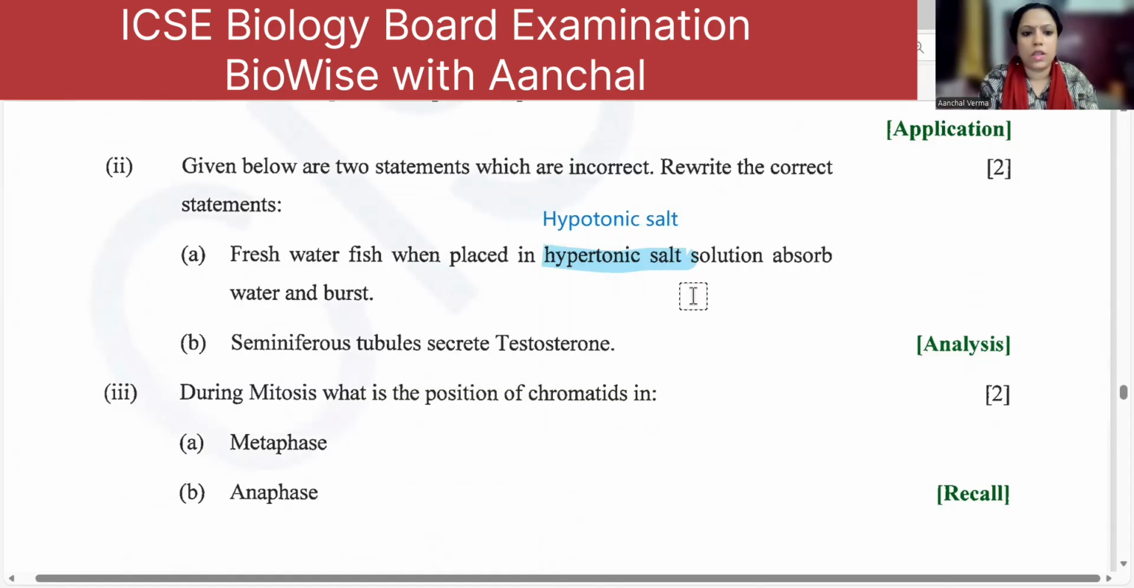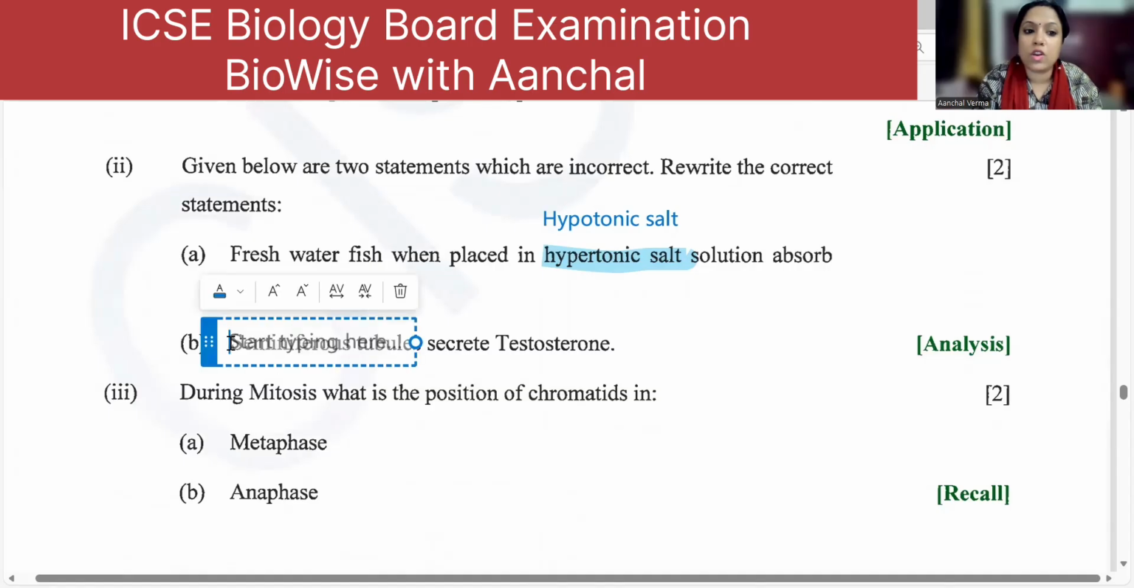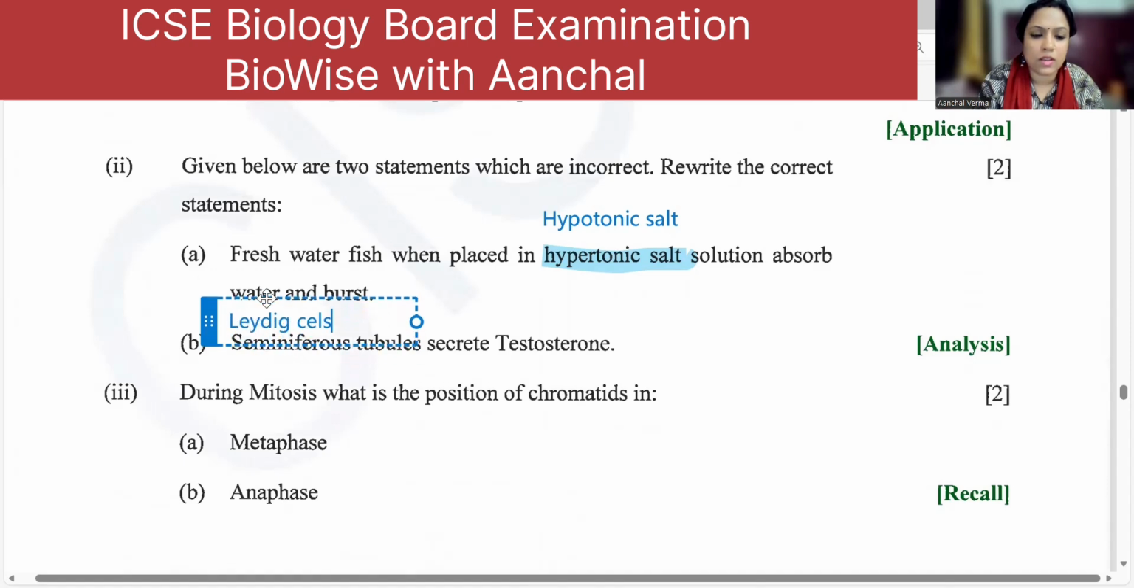So, hypotonic salt solution. Seminiferous tubules secrete testosterone. Now here, seminiferous tubules do not secrete testosterone. It is the Leydig cells, or the interstitial cells, that secrete it. So here the wrong word is seminiferous tubule.